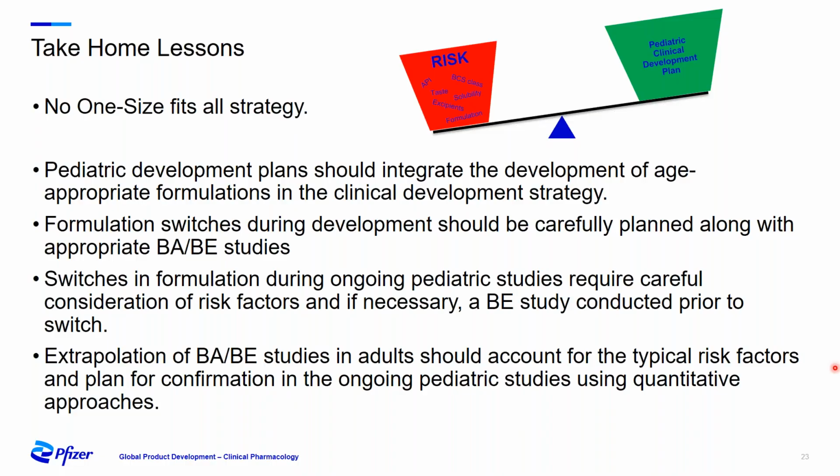So I didn't capture the first part. What I understood was that you have pediatric PK data, and you have two suspension formulations, and you want to switch between the formulations. Can you do that without a bridging BA/BE study? Is that correct? Okay.